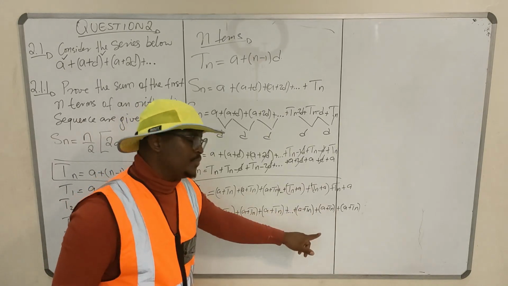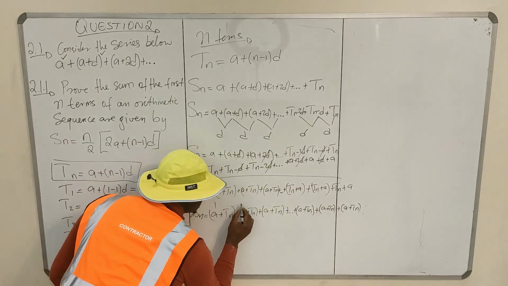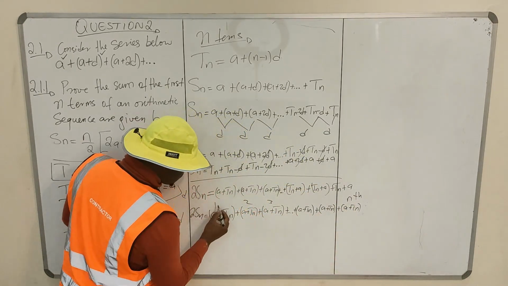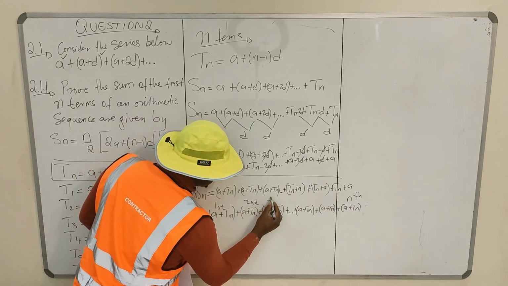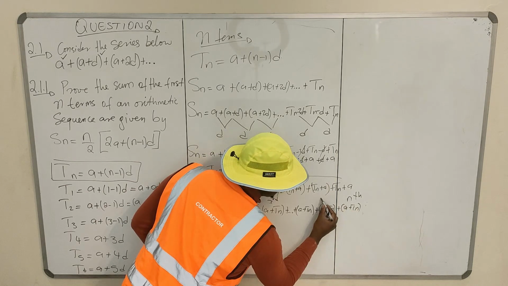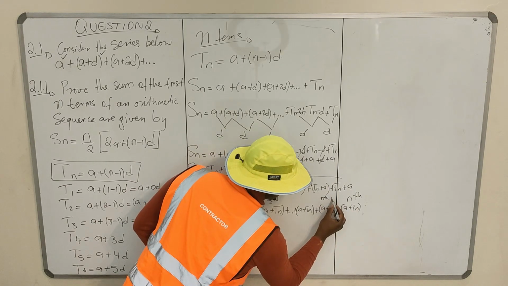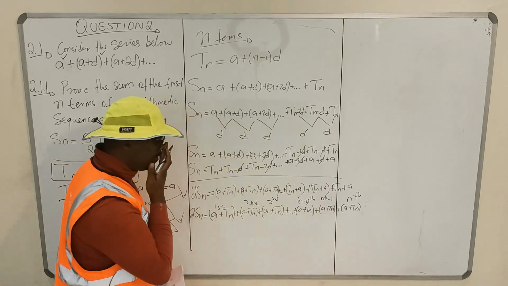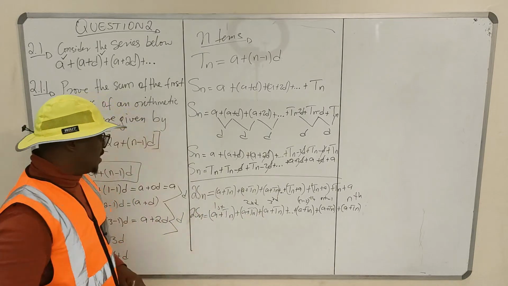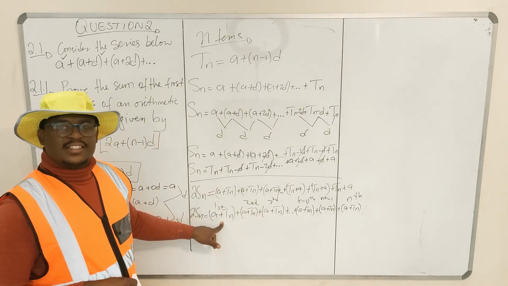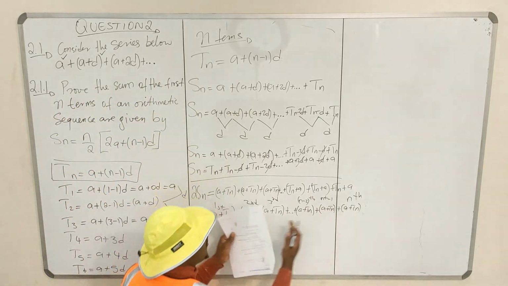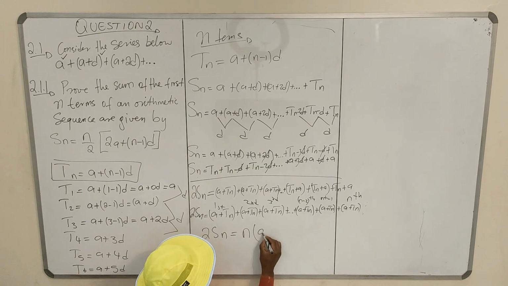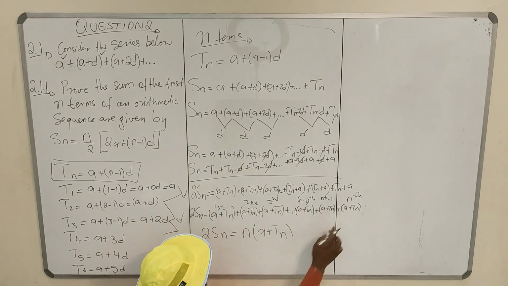If you count all of them, this is the first one, this is the second, this is the third, and that last one is the nth one, then n minus 1, n minus 2, and so on. So if you add all of them, if you are adding n of these things, you get 2Sn is equal to n times A plus Tn, because there are n in total.